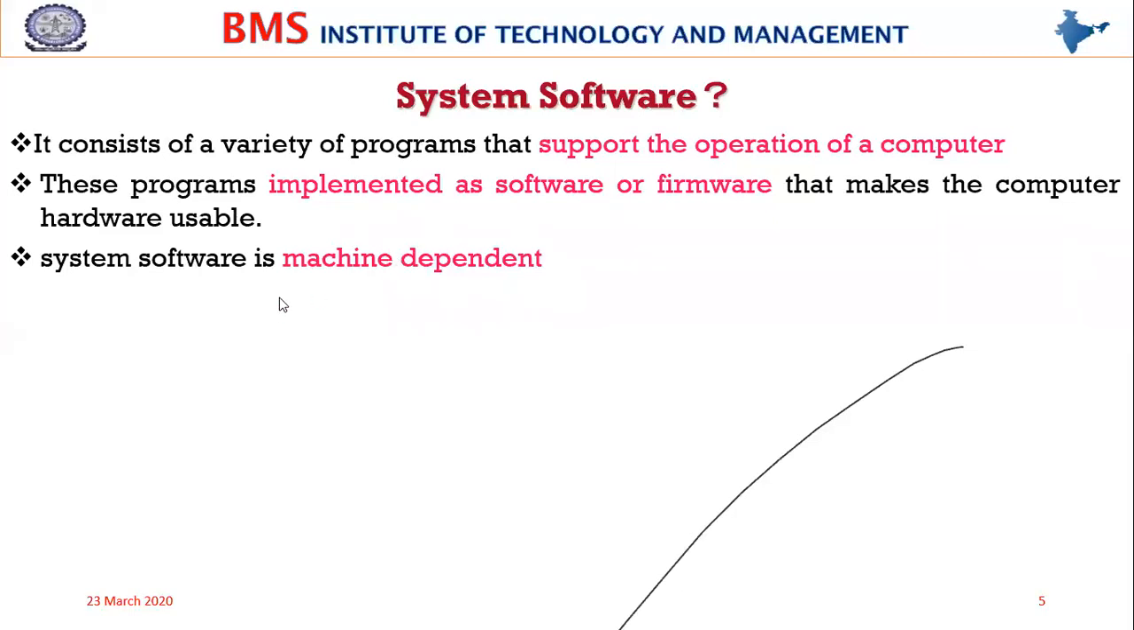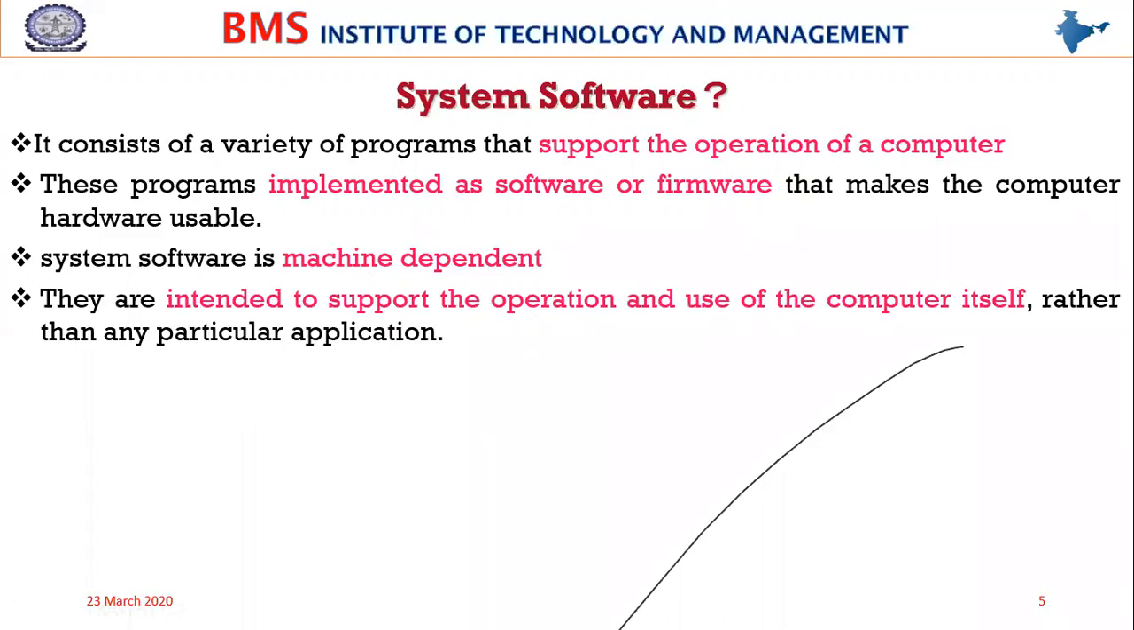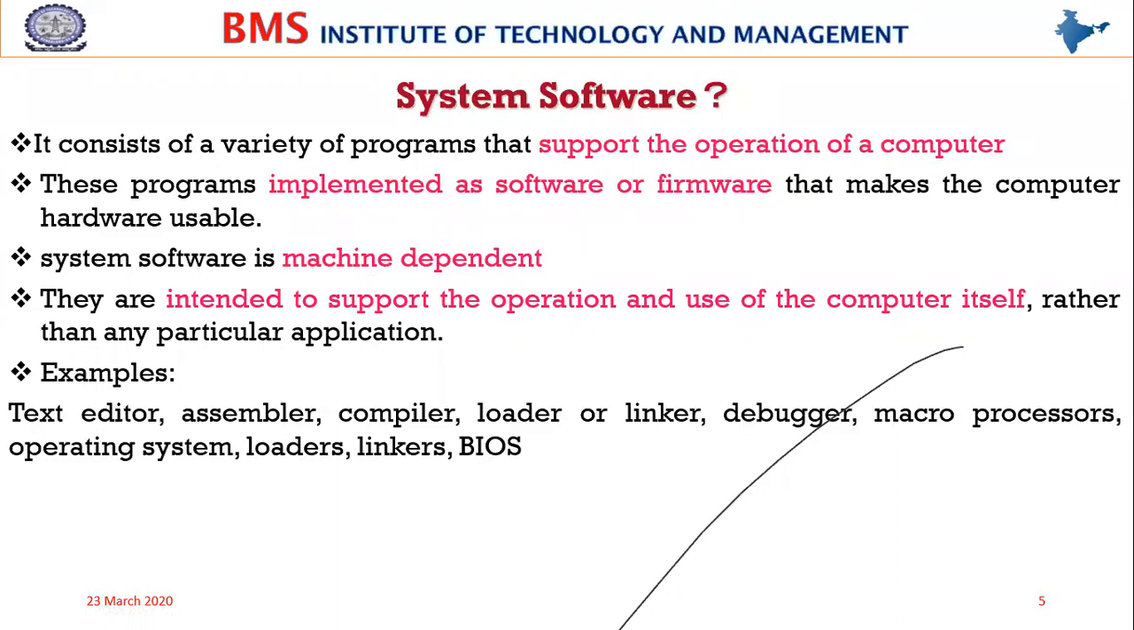Right. The next thing is, they are intended to support the operations of the system itself or computer itself, rather than any particular application. So that's what system software means. Here are some of the examples. Those are your editors, your compilers, loaders, linkers, debuggers, macroprocessors, operating system, BIOS. All these things come into the category of your system software. Fine. Right. We'll proceed further.